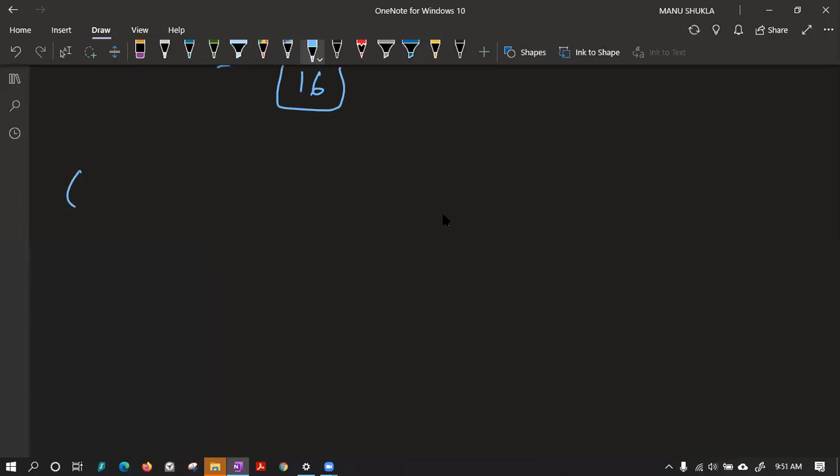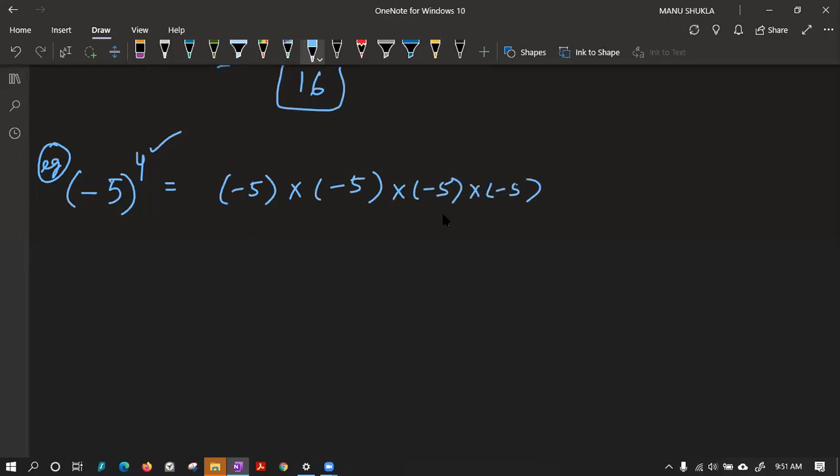Suppose you have minus of, they have given all easy ones. Let us take this one only. Just tell me the answer of this one. Minus 5 power 4. First, we have to understand here we have a negative inside, but the power is even. So it will become positive only. It can be written as minus 5 into minus 5 into minus 5 into minus 5, and the answer is, this negative becomes positive. Answer is 625.